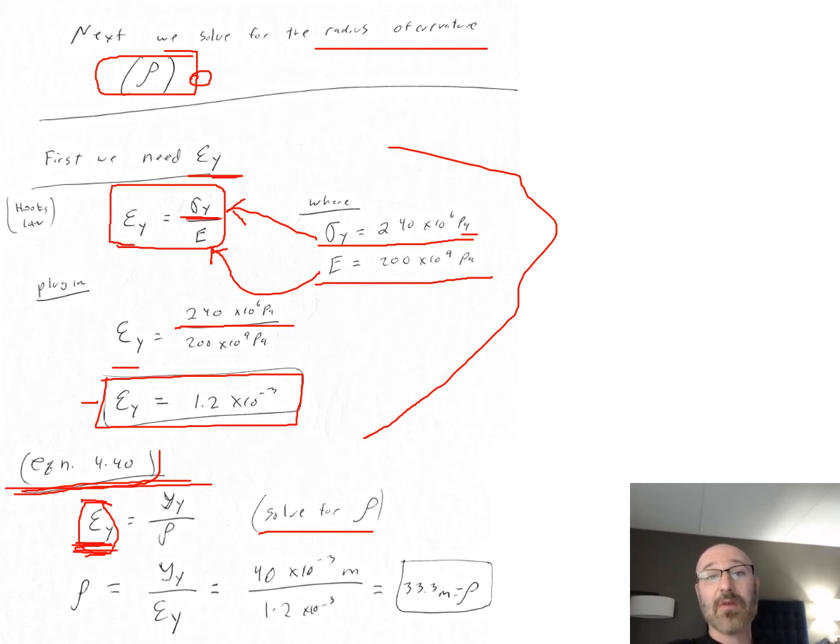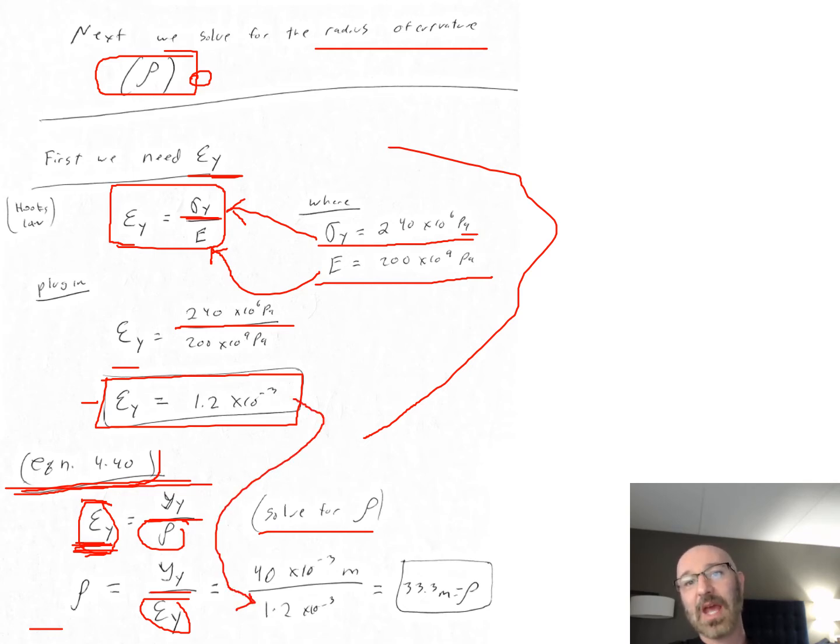Once we have that, now we have our y sub y right there, which we've already solved for, 2 times y sub y, so we have a value for that. So we can put this here and rearrange, solve for rho, or radius of curvature, and say rho is equal to that y sub y, which we've already got a value for, over that epsilon sub y that we already have a value for right there. So we can plug this value in here for epsilon sub y. We can take our y sub y, which is half of our 2 times y sub y, plug that right in there, 40 times 10 to the negative 3rd meters, divided by 1.2 times 10 to the negative 3rd. So we end up with a radius of curvature here of 33.3 meters. So that solves for 4.5 application problem right there, parts A and B.